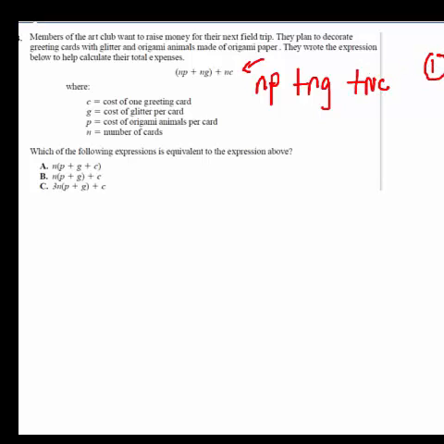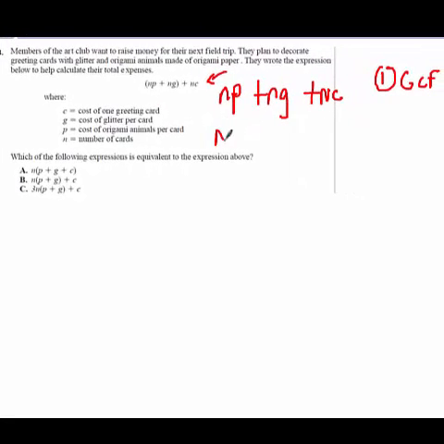So what do we always say? Think maybe greatest common factor. Is there something that they can all be divided by? Yeah, they all have at least an n. So that means I can pull an n out and make this P plus G plus C times n, because the n is all common. And so I got n times P plus G plus C, and look, there's our answer right there, A.